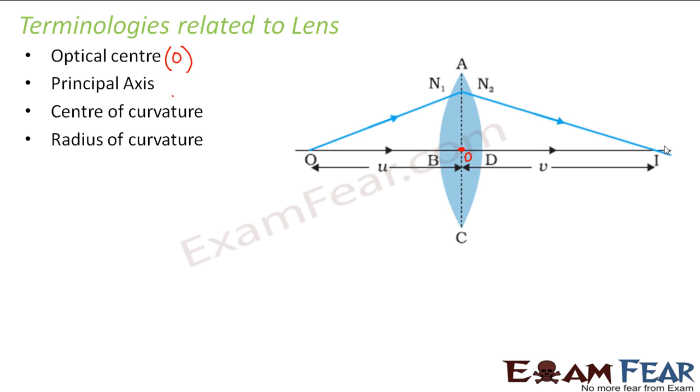Radius of curvature, again here we will have two radii of curvature. One radius will be the radius of this sphere, another radius will be the radius of this sphere, right? So here radius of curvature is denoted by R1 and R2.